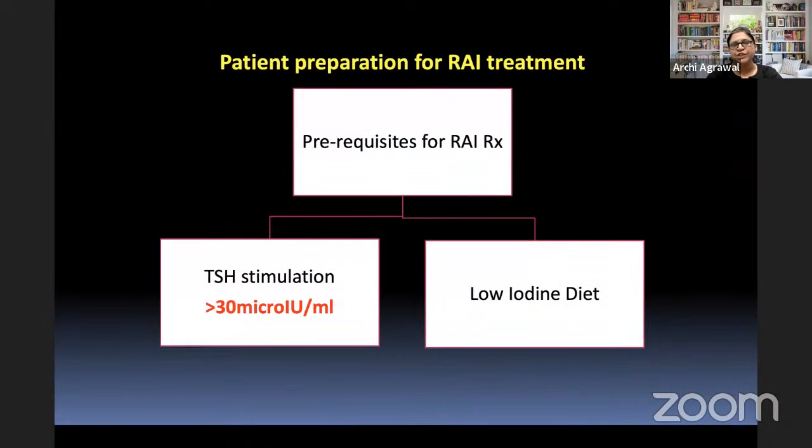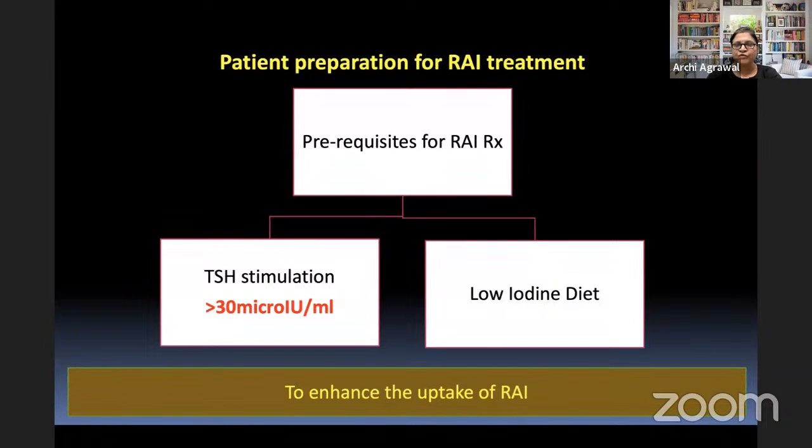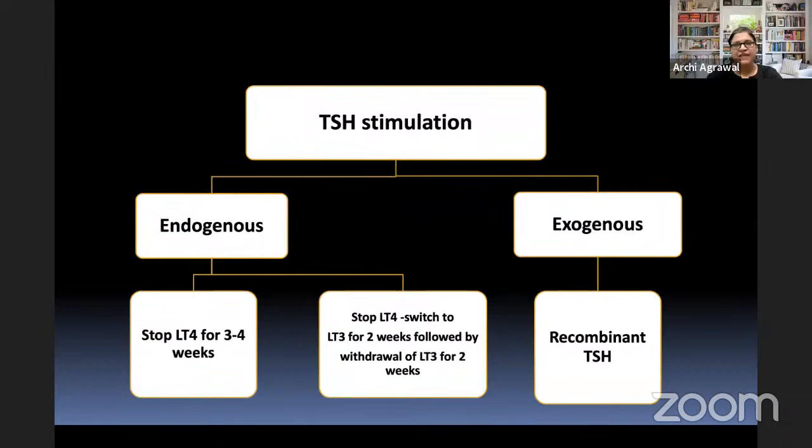So how do we prepare a patient? The prerequisites for radioactive iodine treatment are a TSH stimulation of more than 30 and a low iodine diet. This will enhance the uptake of radioactive iodine. TSH stimulation can be done either endogenously or exogenously. For exogenous, we give recombinant TSH, which is Thyrogen, which is widely available now. You give 2 injections, 24 hours apart, 0.9 milligrams IM. On the third day, you can treat the patient directly, and on the fifth day, you will do the TG estimation. And once the patient is out of isolation, you will do a post-therapy scan.